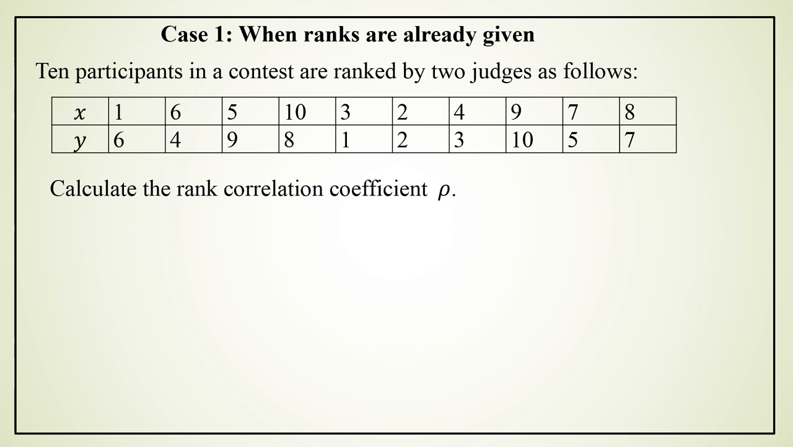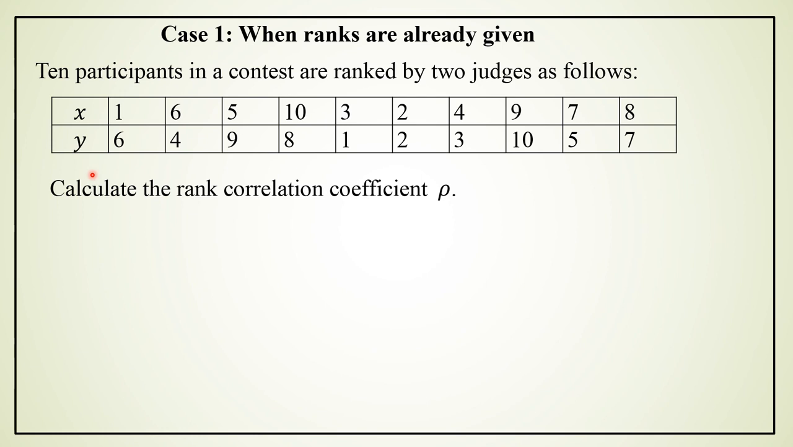First case, when the ranks are already given. And here is a problem based on it. 10 participants in a contest are ranked by 2 judges as follows, and they are expecting you to find the rank correlation coefficient rho. Just observe over here, X indicates the rank given by the first judge and Y indicates the rank given by the second judge for the 10 different participants.